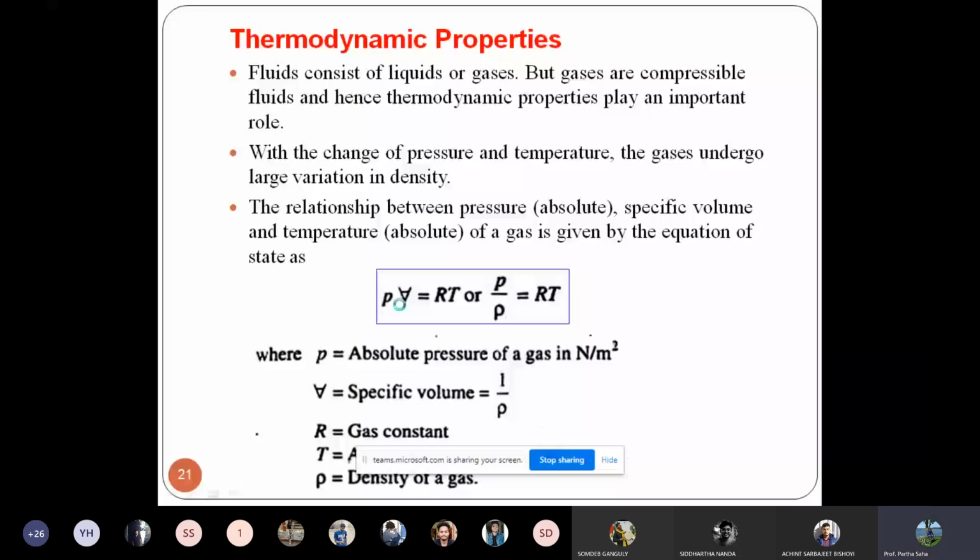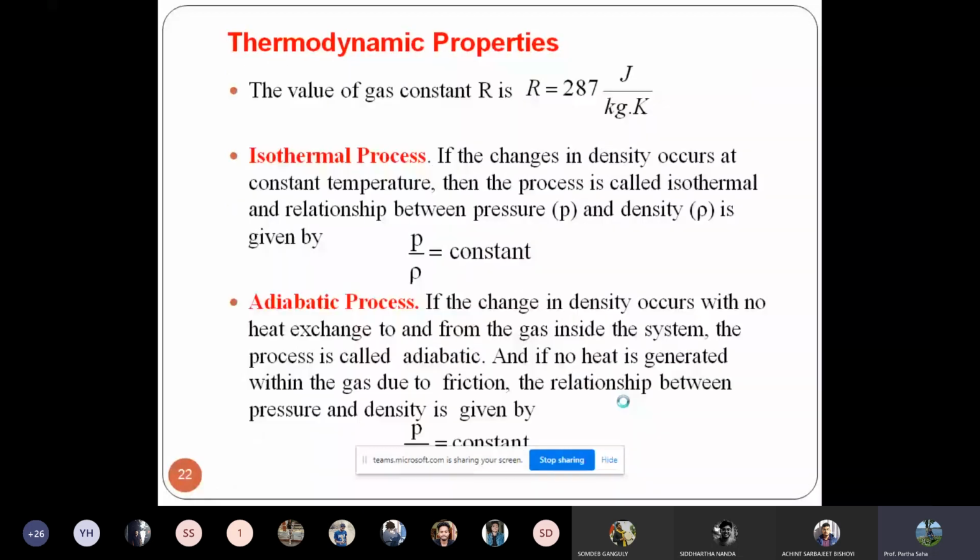Next is the gas constant, which I just mentioned. This is the value. Now, most important, there are two processes. One is called the isothermal process, and another is called the adiabatic process. What is an isothermal process? If there is a density change at a certain temperature, the process is called isothermal, and the relationship between pressure and density is given by P/rho = constant.